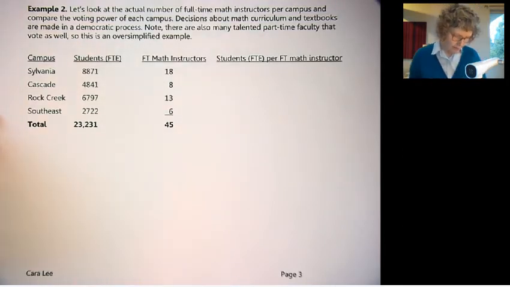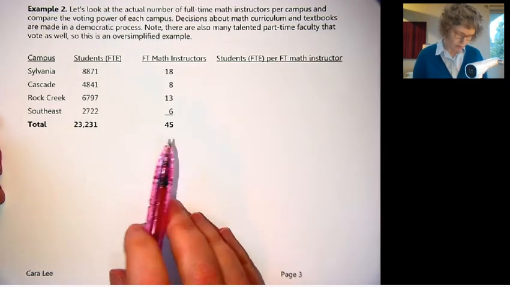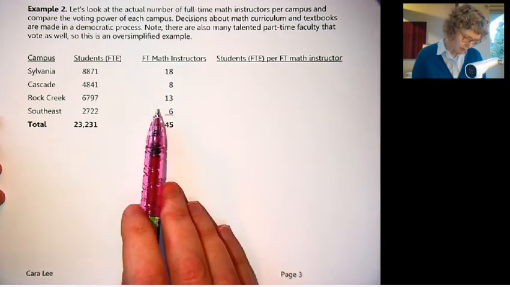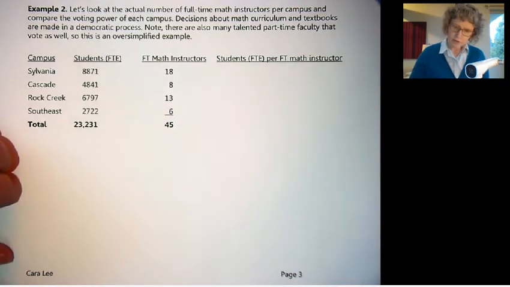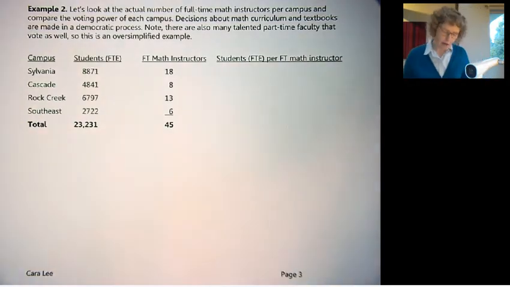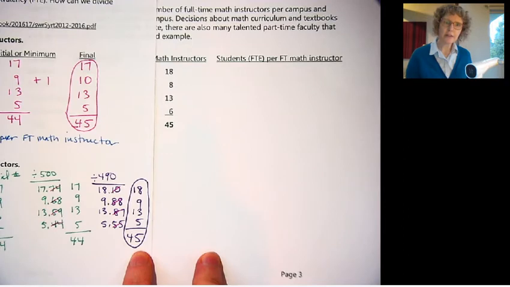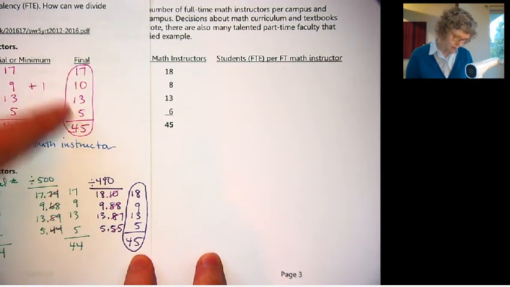Okay, now this is the actual apportionment right now of the math instructors. So let's compare. We have Sylvania has 18, Cascade has 8, Rock Creek has 13, and Southeast has 6. So let's go back and look at our methods and see how these compare. So with Hamilton's method, it was 17, 10, 13, 5.